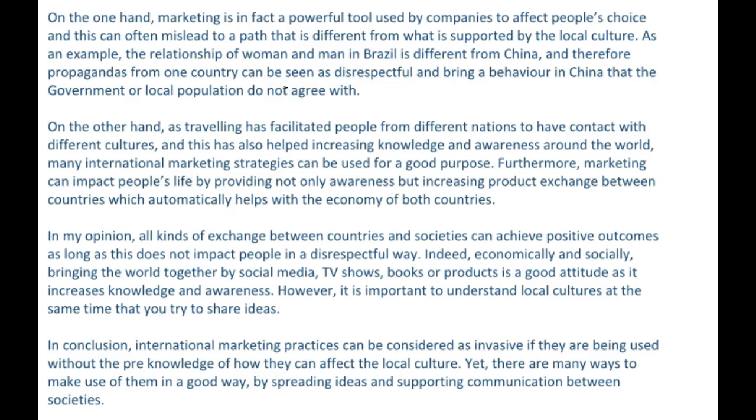Okay. On the other hand, as traveling has facilitated people from different nations to have contact with different cultures, and this has also helped increasing knowledge and awareness around the world, many international marketing strategies can be used for a good purpose. Furthermore, no, not furthermore, just tell me why. Why can it be used for a good purpose? Develop this a little more. Explain to me what you mean.